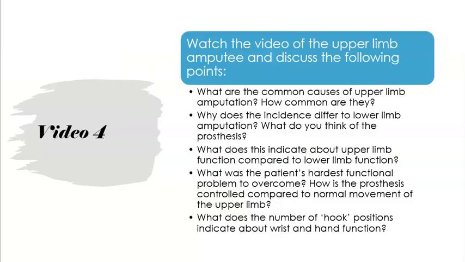So video 4 now. This is our upper limb amputee patient. What I want you to do is watch the video, and then we're going to think about what are the common causes of upper limb amputation, and what's the difference between upper limb and lower limb in terms of prosthetics. We've also got to think about the function of an upper limb prosthesis as opposed to a lower limb prosthesis, and we look at the classic split hook and how that affects the wrist and the hand. So go and watch that video now.